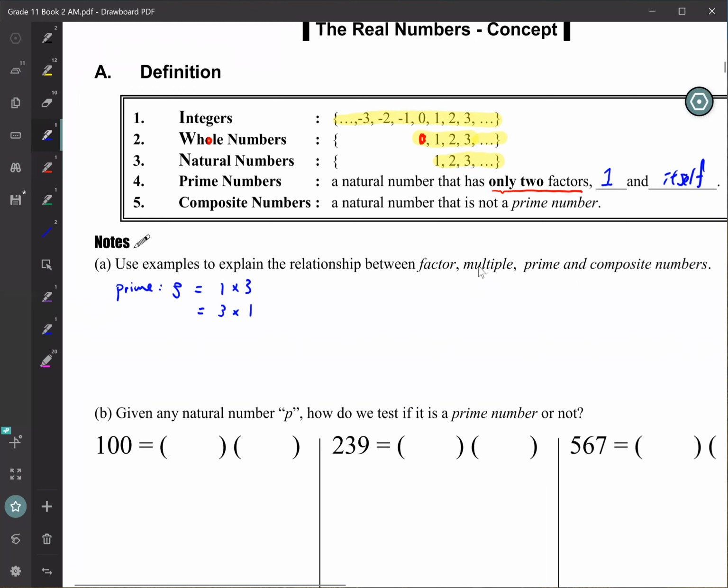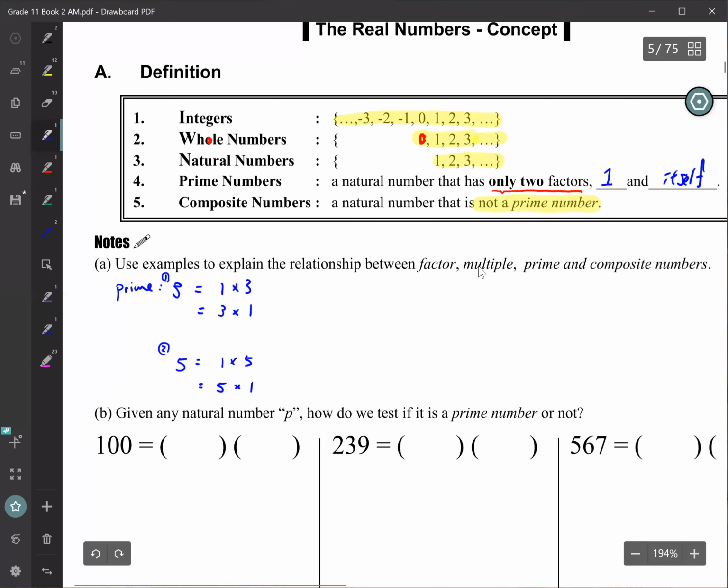And composite number is anything that is not a prime. So you will check if it's a prime or not. If it's not prime, it must be composite. That means it's made up by more than one combination. So let's say we try another prime. Nathan, can you give me a prime? 5. 5, because? It's just 1 times 5 or 5 times 1. Yeah, very good. Simple enough.